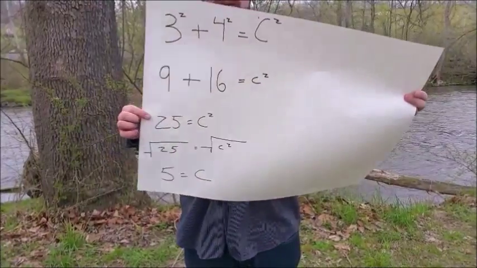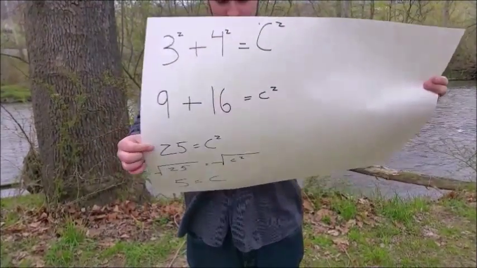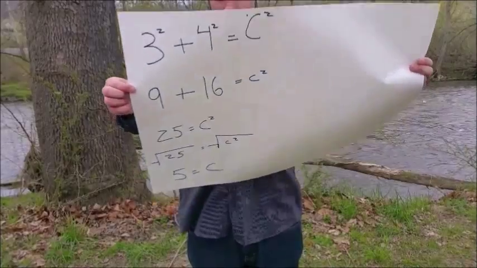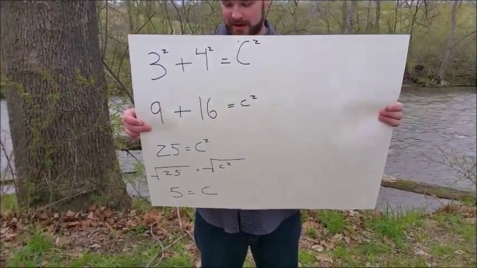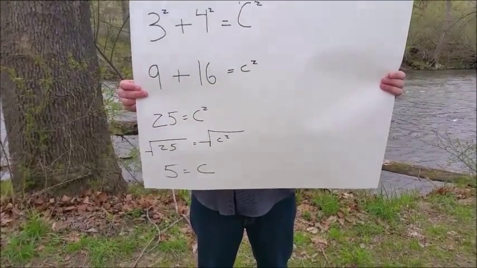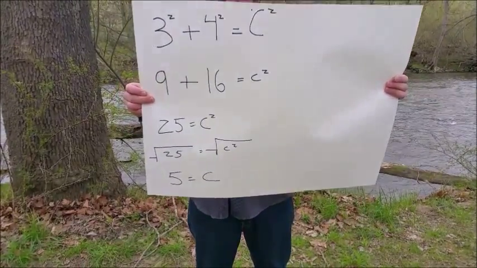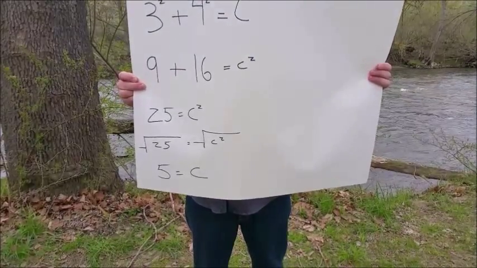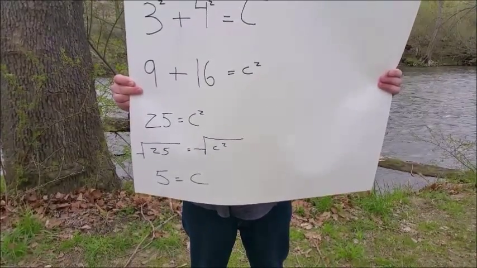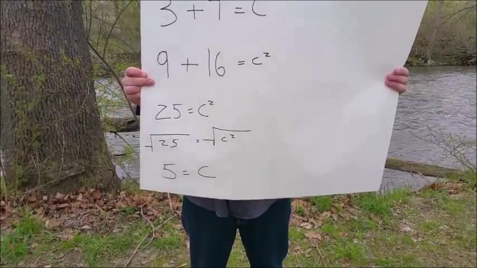Now to cancel the squared part on the c, to figure out what c is, you must take the square root of both sides. So you get the square root of 25 equals the square root of c squared, which the square root and squared cancel each other out, giving you just c. And the square root of 25 is just 5, so you got c is 5.